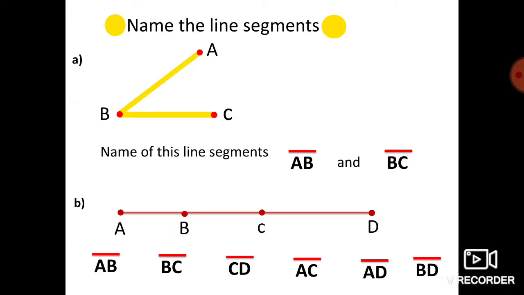Here total 6 line segments are there. So we have to name the line segments, total 6. First one is AB, then BC, line segment CD, line segment AC, then line segment AD, last one is line segment BD. In BD, B is the starting point, D is the ending point. In AD, A is the starting point, D is the ending point. Just like here, total 6 line segments are there.